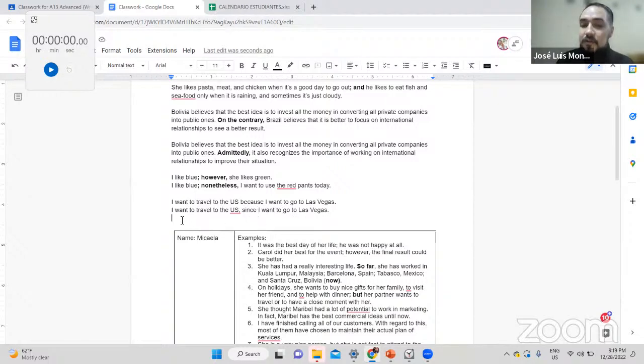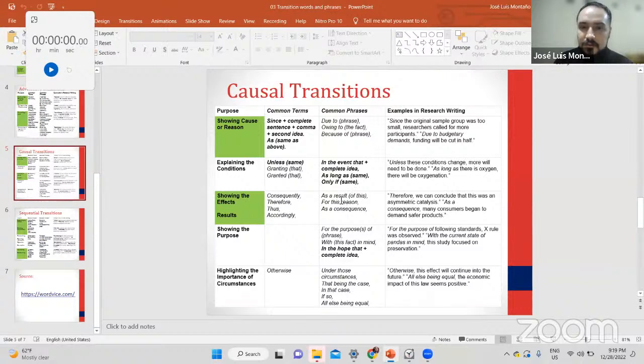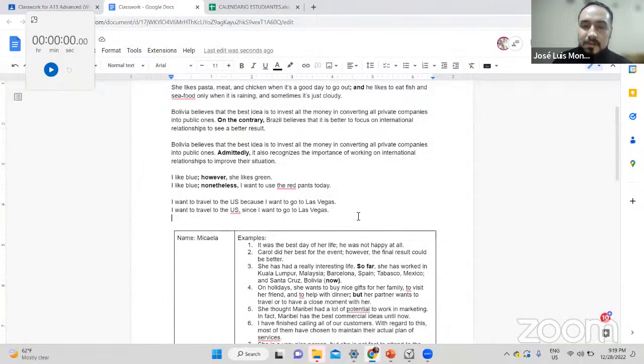If you want to focus on the result, you are going to use the first part. So for result, you have these words: as a result, for this reason. Let me rethink this idea. Since I want to travel, this is the reason, right? So I want to travel to the US because I want to go to Las Vegas.